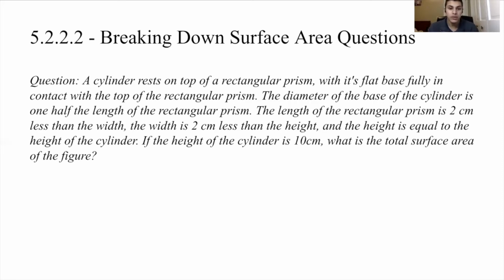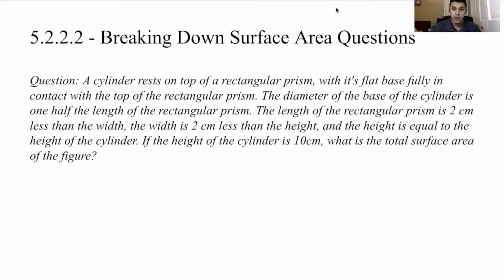So let's read the question. It says, a cylinder rests on top of a rectangular prism, with its flat base fully in contact with the top of the rectangular prism. The diameter of the base of the cylinder is 1/2 the length of the rectangular prism. The length of the rectangular prism is 2 centimeters less than the width. The width is 2 centimeters less than the height, and the height is equal to the height of the cylinder. If the height of the cylinder is 10 centimeters, what is the total surface area of the figure?